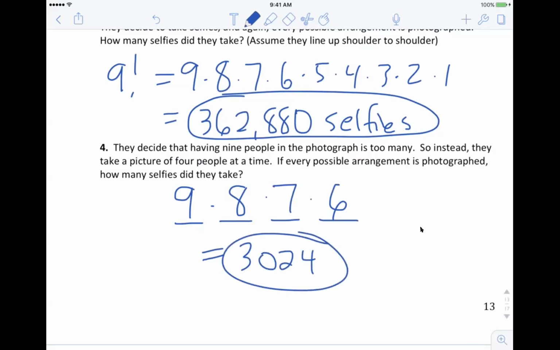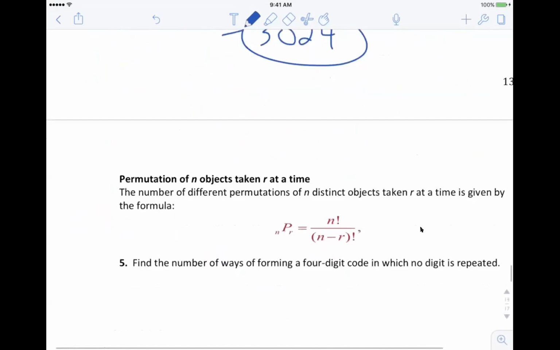Okay, so that's the intuitive approach. And there's a notation for it. This is choosing from 9 people, 4 at a time. That's 9P4. So 9P4 is calculated like that. Start with 9 and go all the way down until you have 4 numbers. And there's a little formula for it.